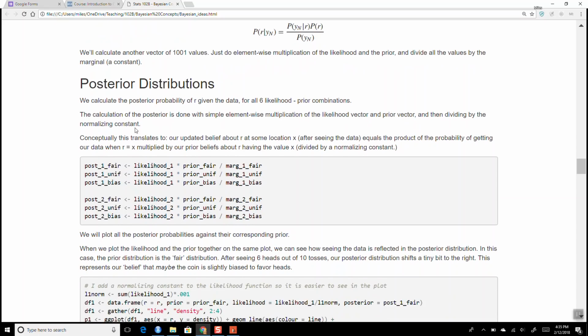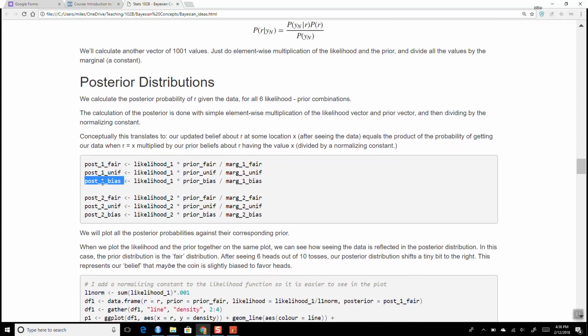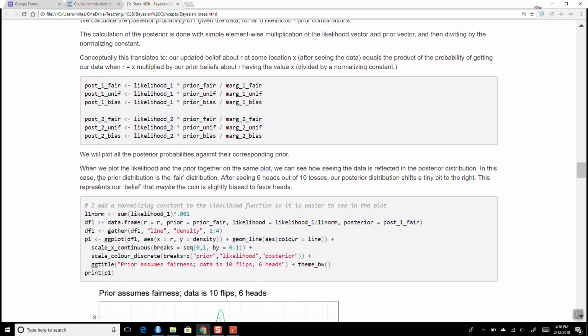And so I have produced this by simply doing this. I've got my vector of likelihoods, my vector of prior values, and I'm going to divide it by the constant in the marginal, okay? So the likelihood of scenario 1, being 10 flips and 6 heads, multiplied by the prior, assuming it's a fair coin, divided by the marginal, is going to be the posterior of scenario 1 under the fair prior. I got posterior 1 under the uninformative prior, and I got the posterior of scenario 1 under the biased prior. Okay, so I've got 6 different posterior distributions.